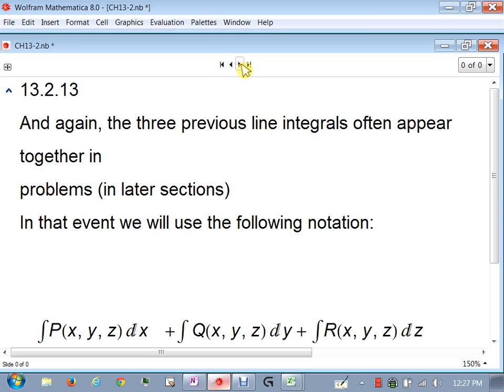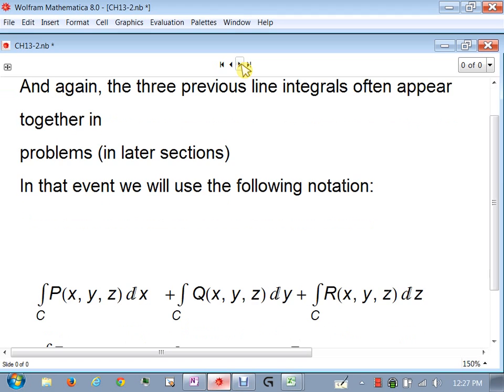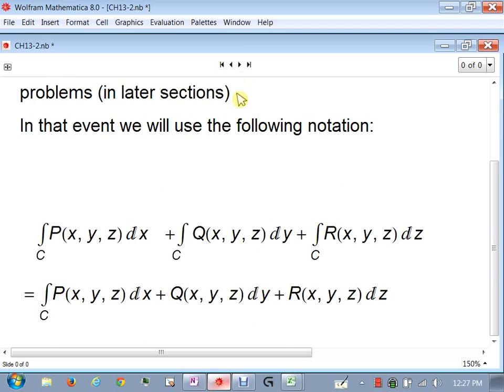Okay, and again, the three previous line integrals often appear together. So if you have this notation where it's a line integral only written one time, with respect to x, then y, then z, then what we mean is you do three separate line integrals.